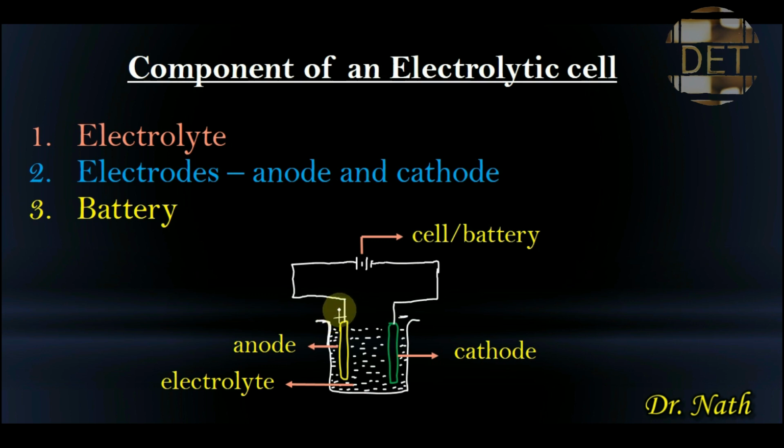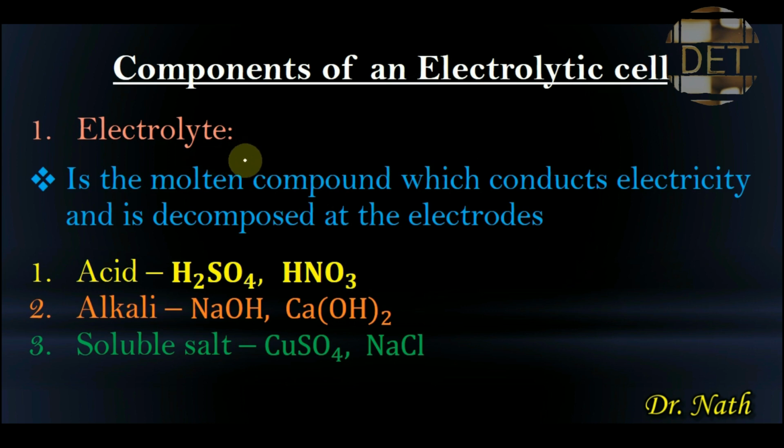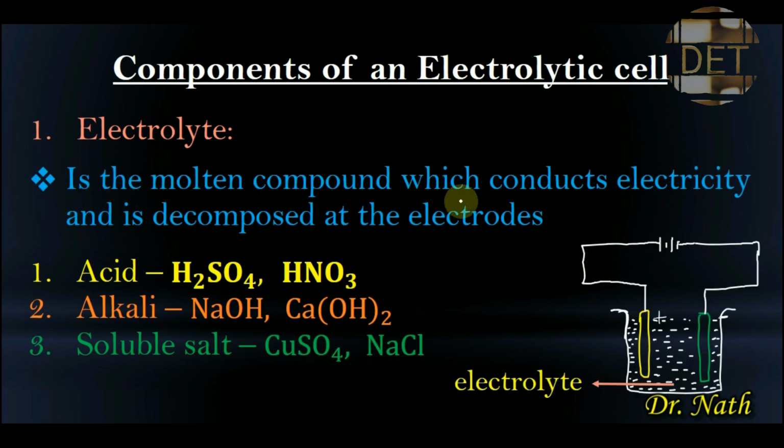So the first one that we have here is the electrolyte. Electrolyte is the molten compound which conducts electricity and is decomposed at the electrodes. It is the compound in solution, and it has to be a compound, not an element. So a molten element cannot be considered to be an electrolyte.